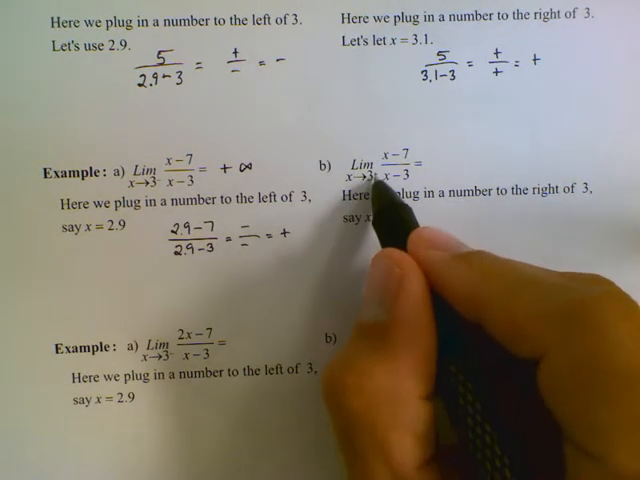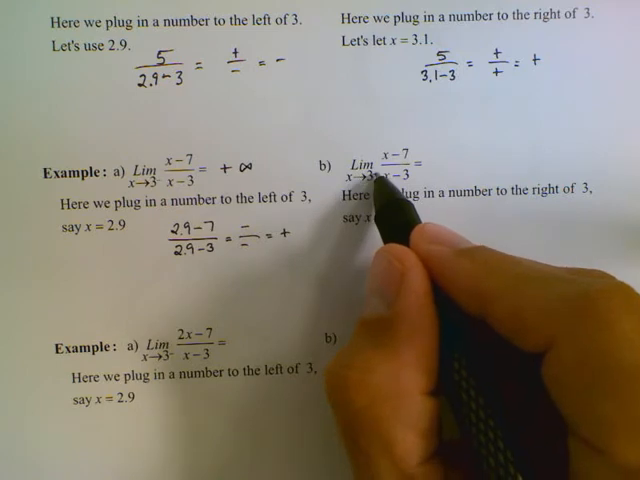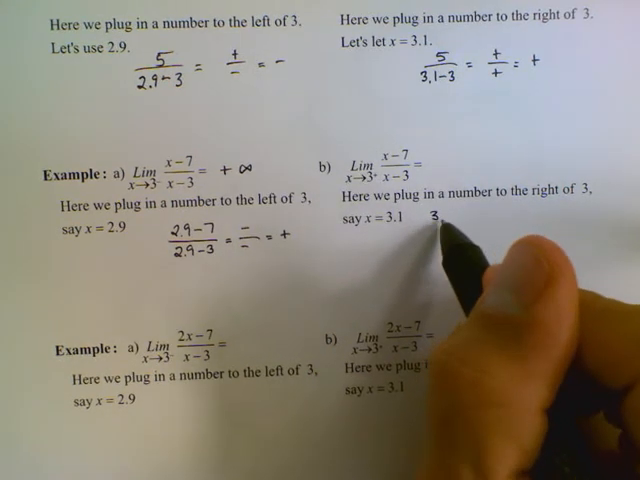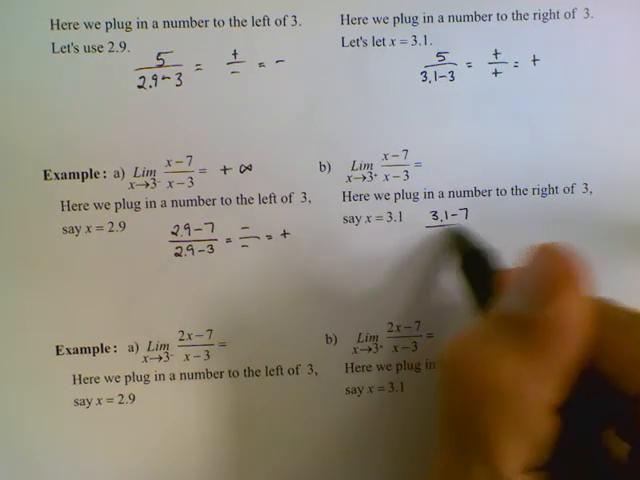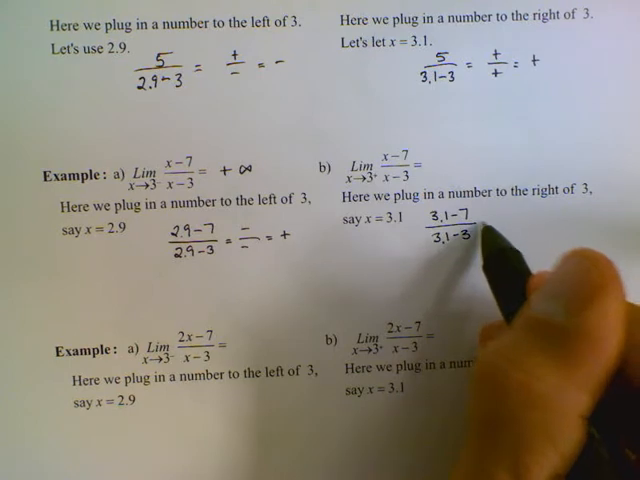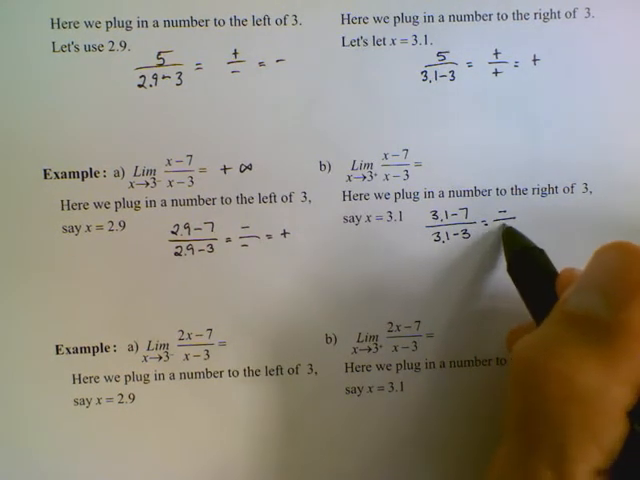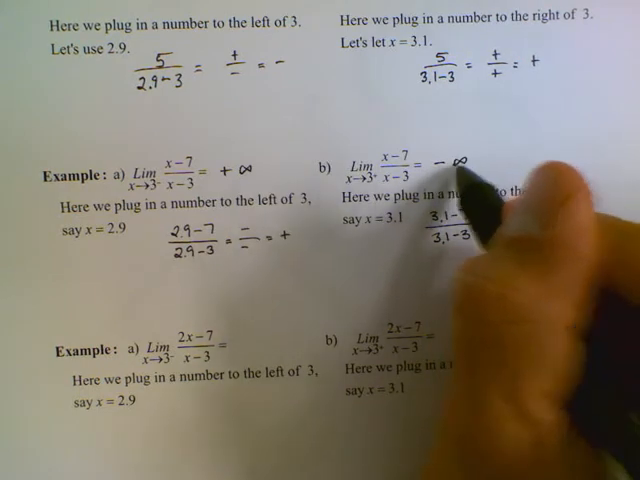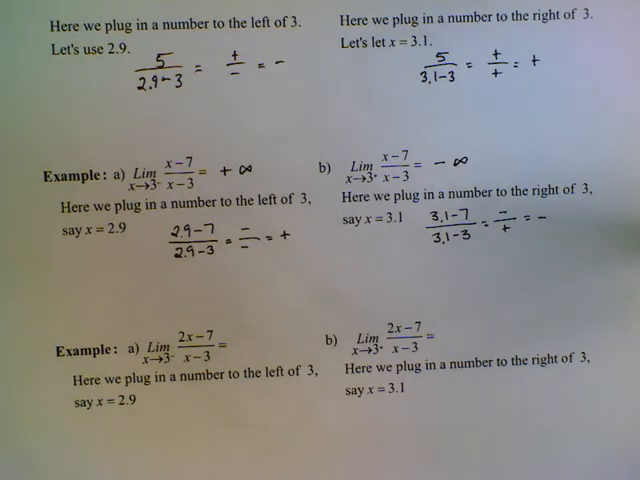And the same goes here. We'll go to the right. We're going to approach 3 from the right, so we'll substitute in something like 3.1 and just look at the signs. Negative divided by a positive, giving us a negative. So our limit would then be negative infinity.